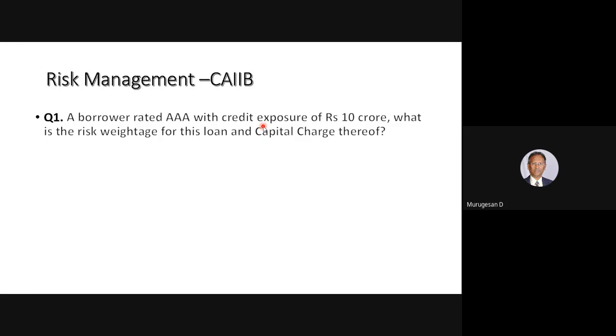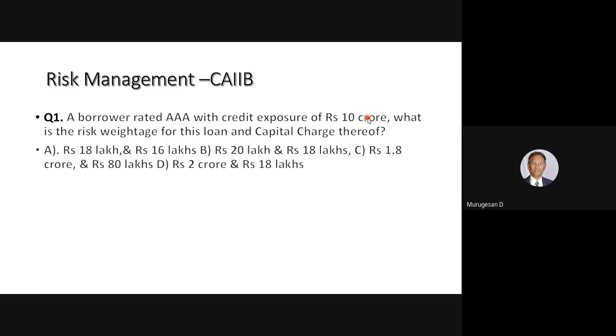Okay. So here, though it is 10 crore, the real exposure is 2 crores only. Why? Because only 20% is the risk. So 2 crore is the risk. Though you have given a loan of 10 crore, 2 crore is the risk. So 2 into 9%, 1.8. Simply you pick up, 1.8 is the answer. Very nice. Correct. B is the answer.